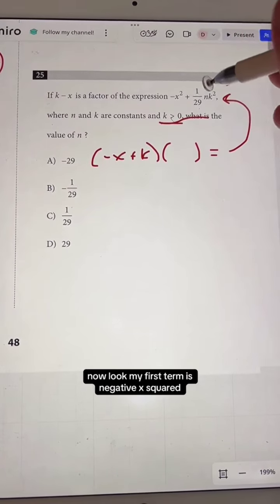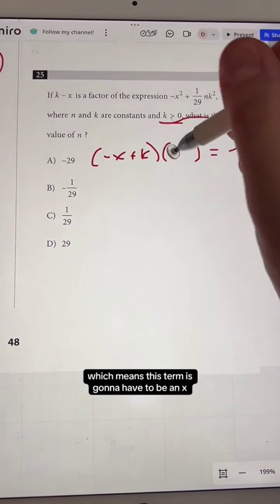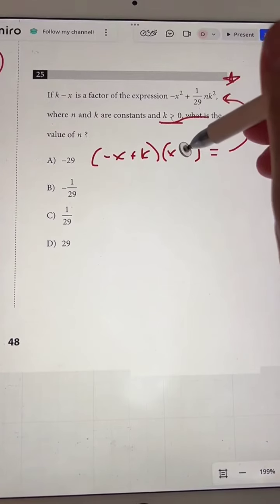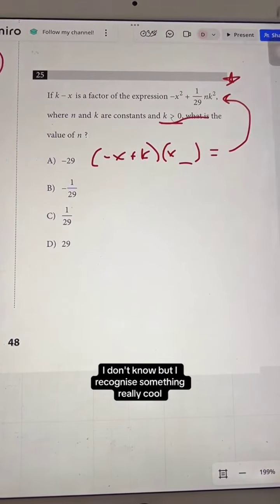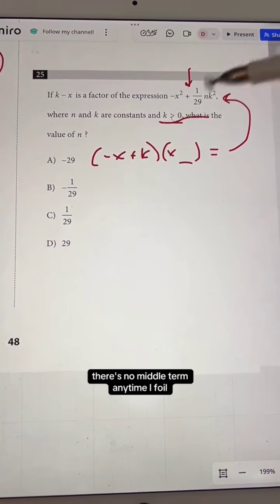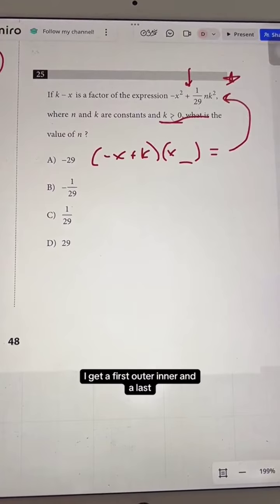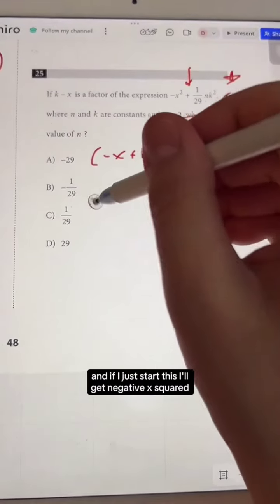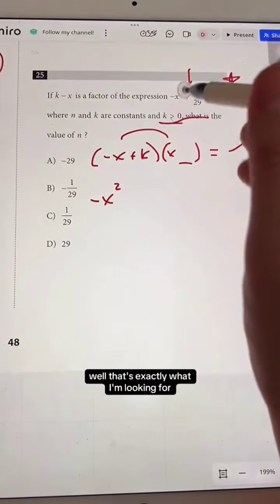Now, look, my first term is negative x squared, which means this term is going to have to be an x. But what's this term going to be? I don't know. But I recognize something really cool. There's no middle term. Anytime I FOIL, I get a first, outer, inner, and a last. And if I just start this, I'll get negative x squared. Well, that's exactly what I'm looking for.